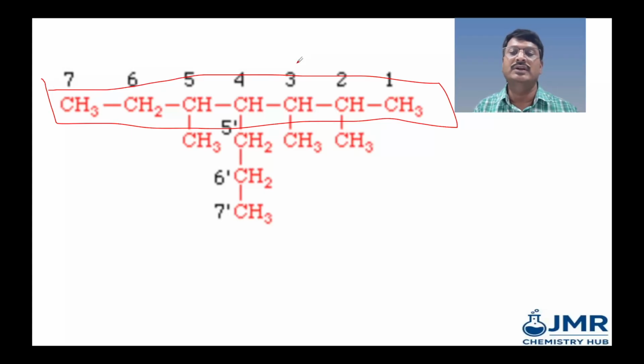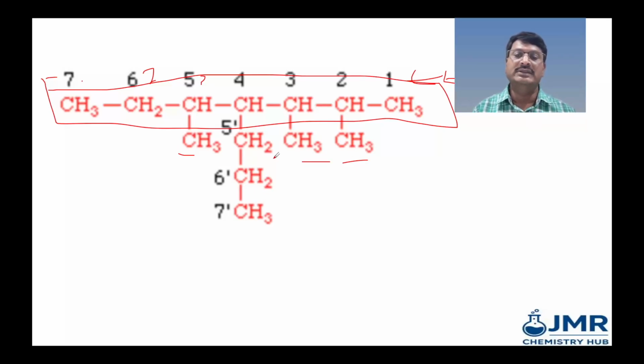After the parent chain, you have to give the numbering. Same thing, you can give the numbering from this side or this side. If you number from this side, the substituent is at the second carbon. If you number from here, 1, 2, 3, the substituent is at the third carbon. That's why the correct numbering is from this side: 1, 2, 3, 4, 5, 6. It contains 3 methyl groups and 1 propyl group.